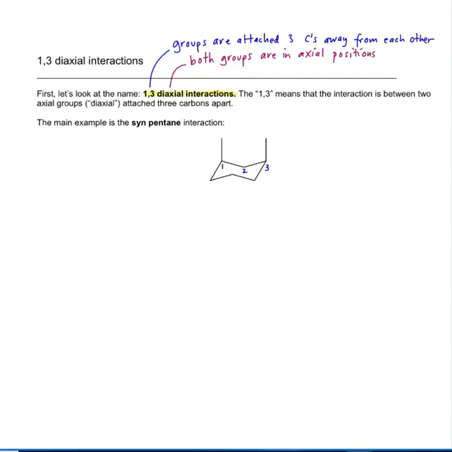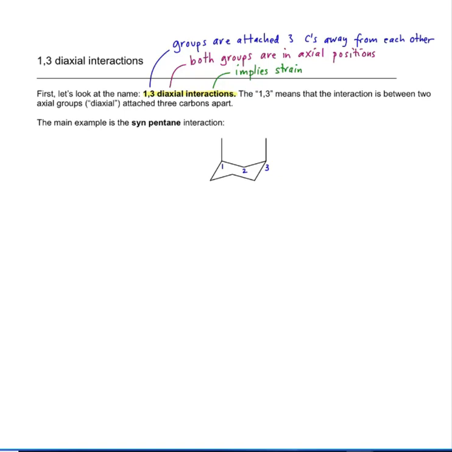And finally, as we saw with the gauche-butane interaction, the term interaction implies that there's strain. It implies that there's some kind of strain going on, probably that groups are getting too close to each other, so this refers to steric strain. So a 1,3 diaxial interaction means that you have two groups at the 1 and 3 positions. They both occupy axial bonds, and there's some sort of unfavorable steric strain going on between them.